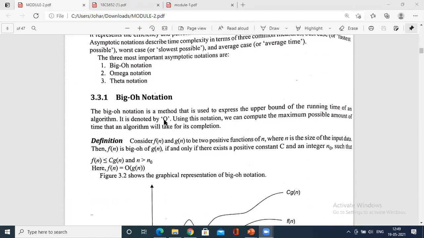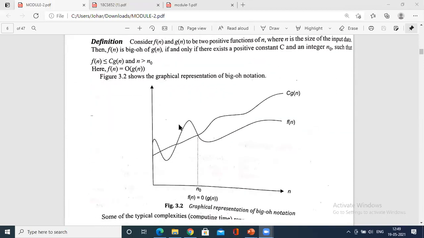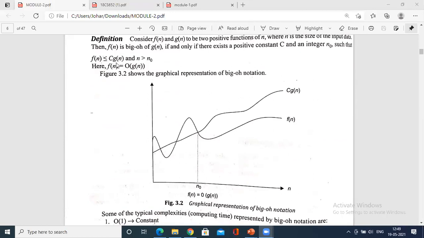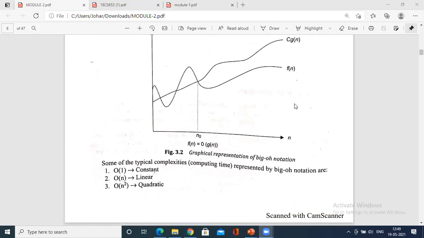So it is denoted by big O. The function is f of n equals big O of g of n, where c of g of n is always greater than or equal to f of n. So in the graph, always remember, you should not reverse it. Upper bound is c of g of n. We'll come to the next notation, in which c of g of n is the lower side. F of n is the upper bound.